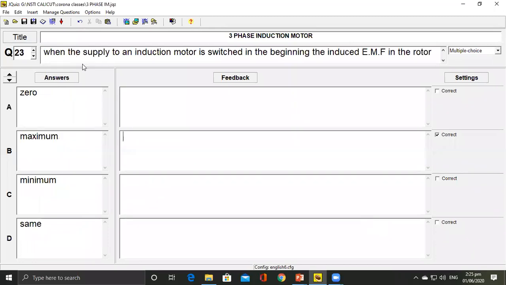And the next question: when the supply to an induction motor is switched on, in the beginning, the induced EMF in the rotor is what?